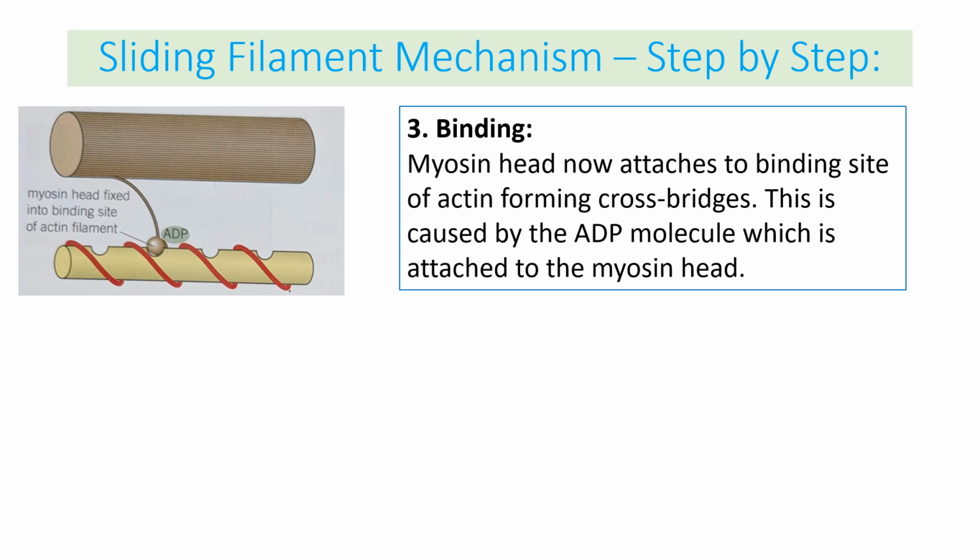And then the next stage, stage number 3, there is obviously binding. So the myosin head now attaches to the binding site of the actin, and we say this forms cross bridges. So make sure you're using that keyword. This is caused by the ADP molecule, which is attached to the myosin head. So the cross bridges are formed due to the ADP molecule on the myosin head.